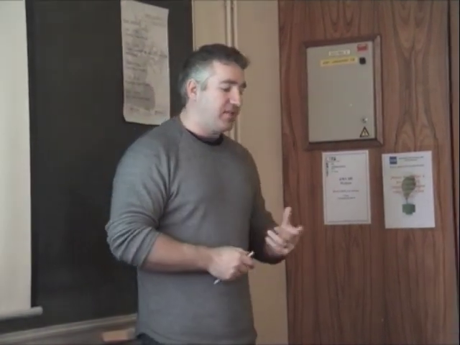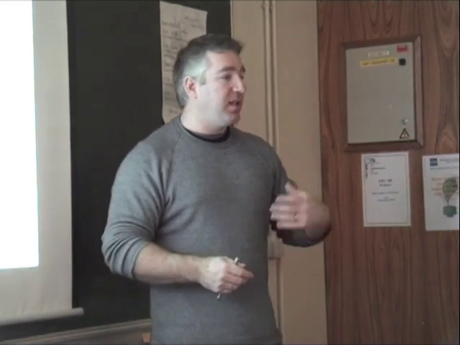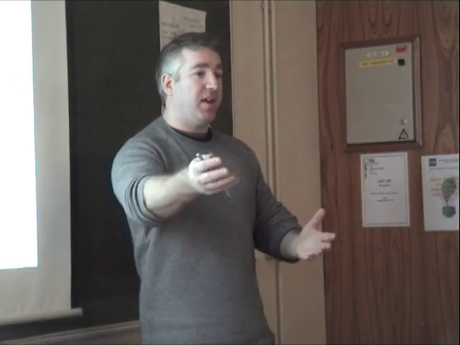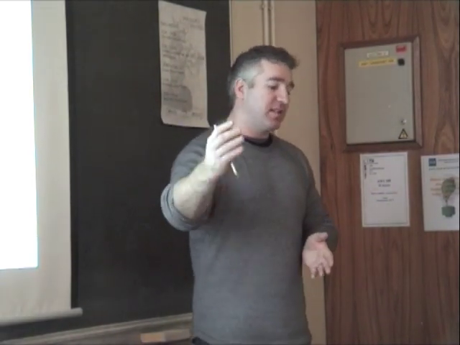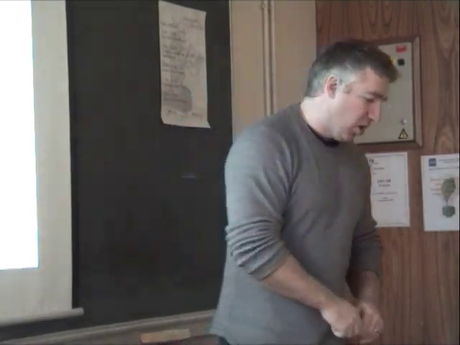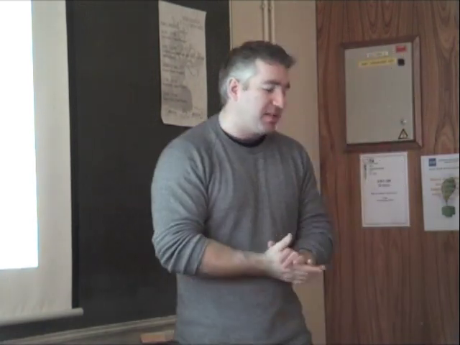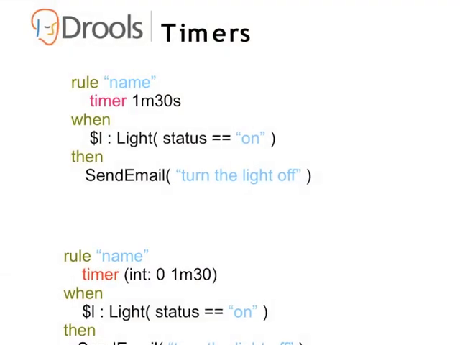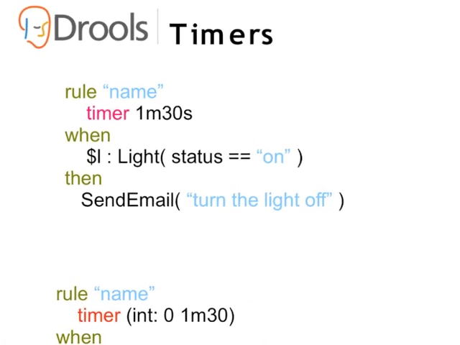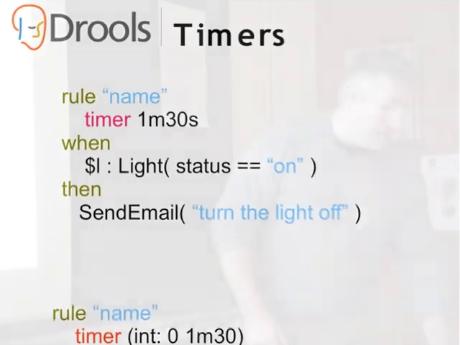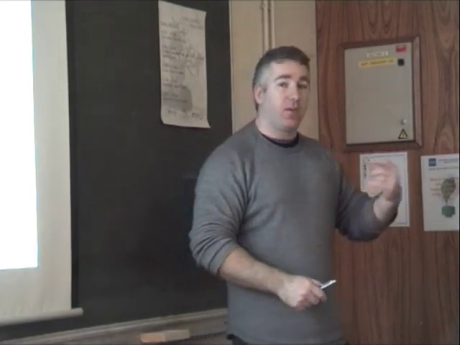Now, Drools has this thing called duration. Duration was a way of delaying the firing. So it's saying when this is true, wait 30 seconds before actually doing it. And if it stops being true before it gets to 30 seconds, then stop what you're doing. So what we're saying here is when the light is on, after a minute and 30 seconds, turn the light off. So it's a timer that will turn the light off after a minute and 30 seconds if the light is still on.